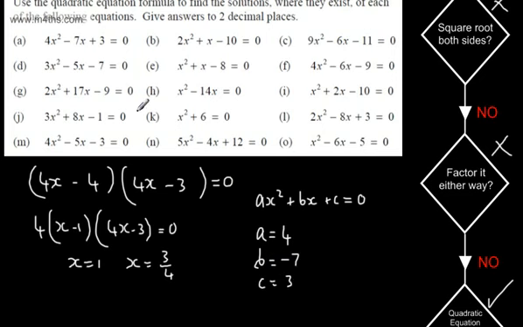It sends me nuts when people say that the b term is 7. It's not, it's minus 7. You need to take the sign in. The c term is plus 3.